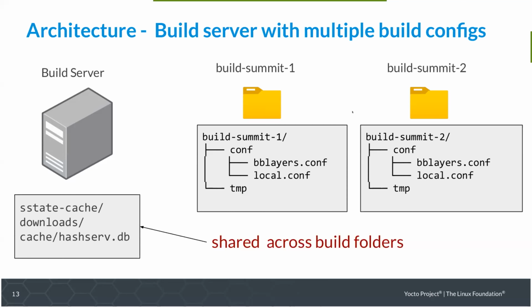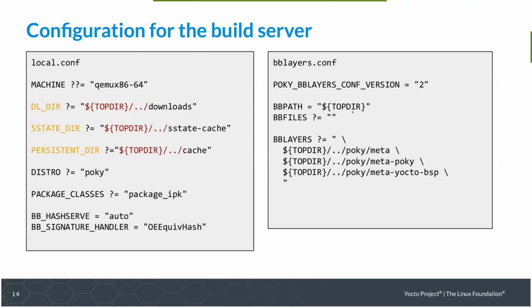Okay. To do that, it's very simple. This is just an example. You can configure it in the way more suitable for what you're doing. In our case here, I altered the download dir. I put the downloads folder in a folder before the top dir, and I configured the sstate dir for the sstate-cache in the same place, and also the persistent dir cache I put in this folder here for the hash equivalence server.